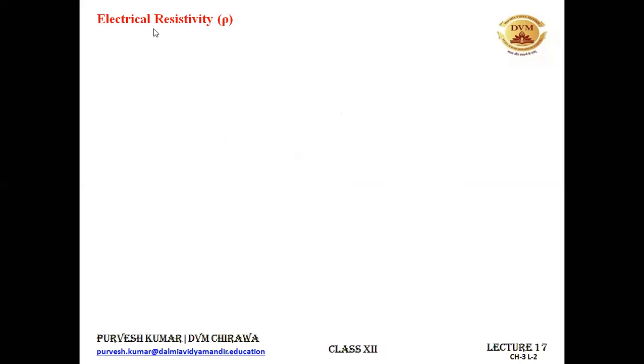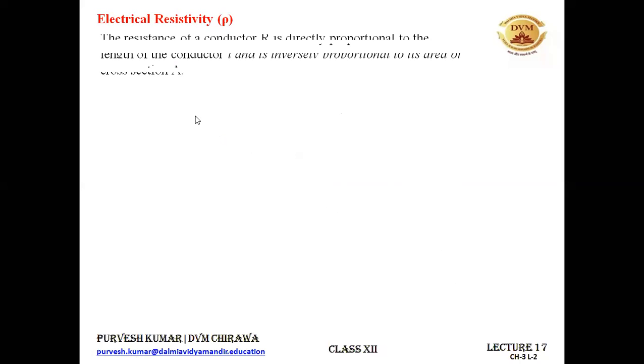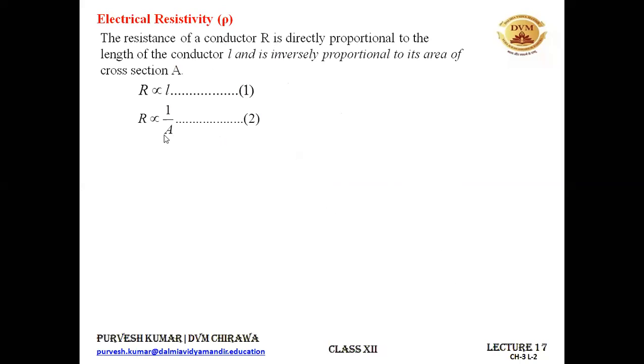Now let's talk about electrical resistivity, denoted by rho. The resistance of a conductor R is directly proportional to the length of the conductor L, and it is inversely proportional to the area of its cross section. We know this from our 10th class discussion. R is directly proportional to L and R is inversely proportional to 1 by A.